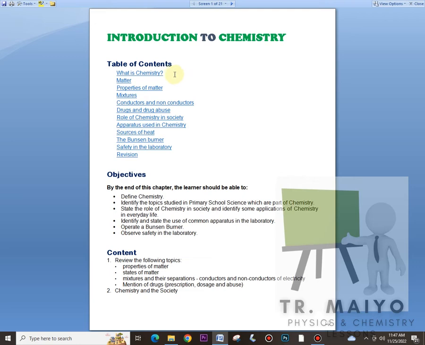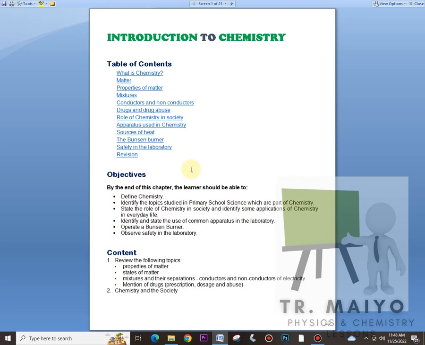The first one is what is chemistry, matter, properties of matter, mixtures, conductors and non-conductors, drugs and drug abuse, role of chemistry in the society, apparatus used in chemistry, sources of heat, the Bunsen burner, which is the main source of heat. Then we look at laboratory and safety in the laboratory. Then we look at the revision questions.